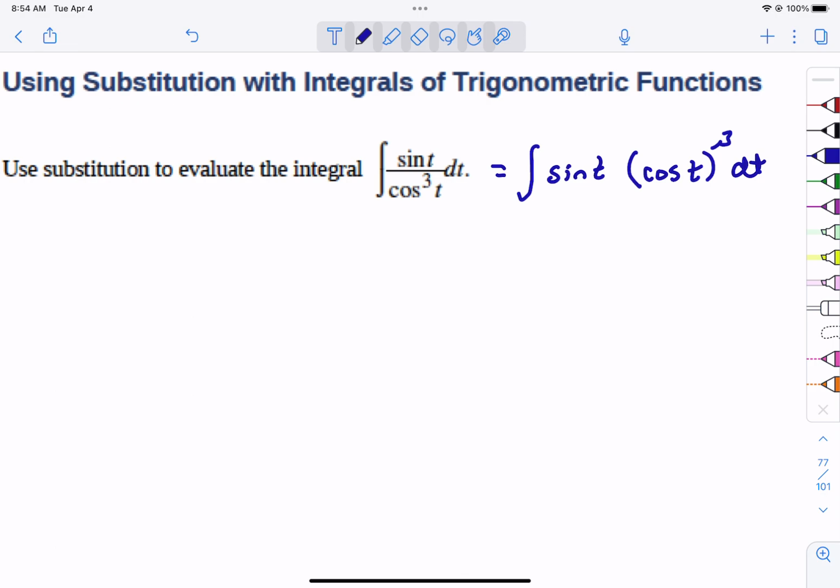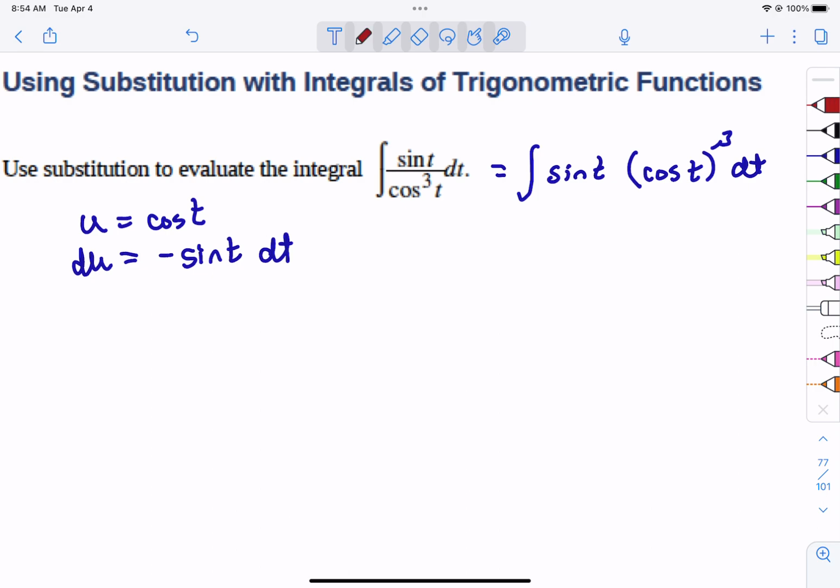It only has to be a multiple of it. If we have any numerical difference, like in the last problem we had a 2 that we had to get rid of by using a half, we're going to take care of that. As long as a multiple of its derivative is living in the problem, that's the correct choice for our u substitution. So we're going to let u be the cosine that's stuck. The du is going to be negative sine of t dt.